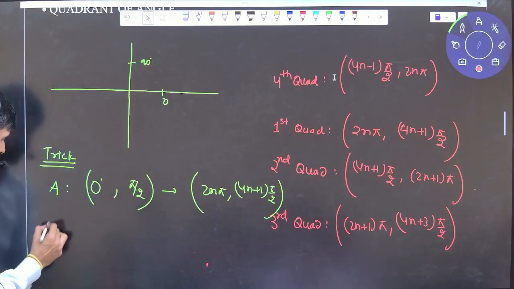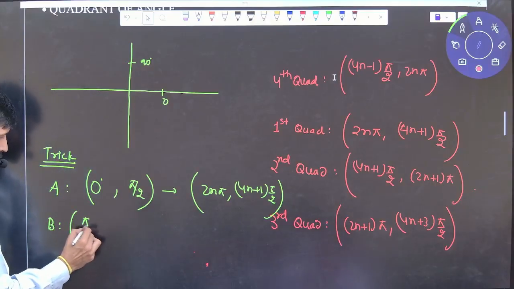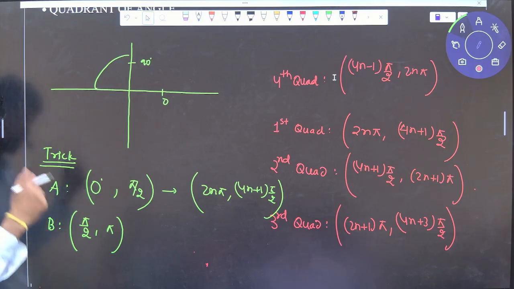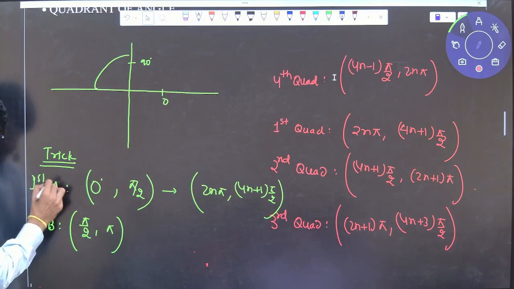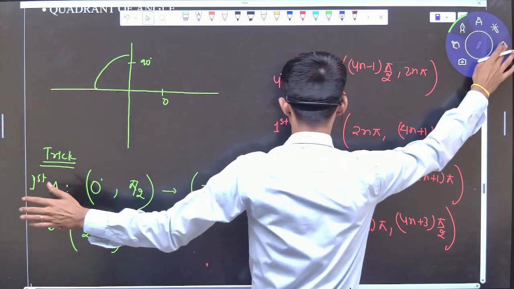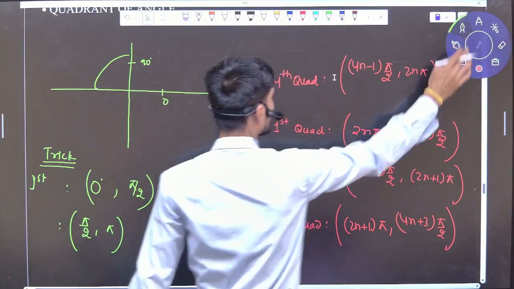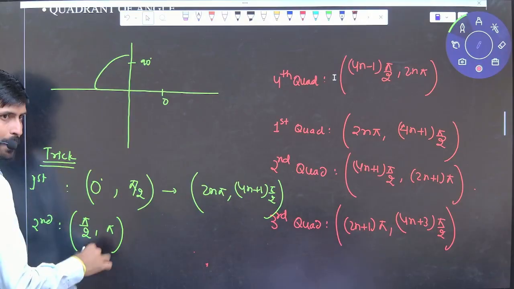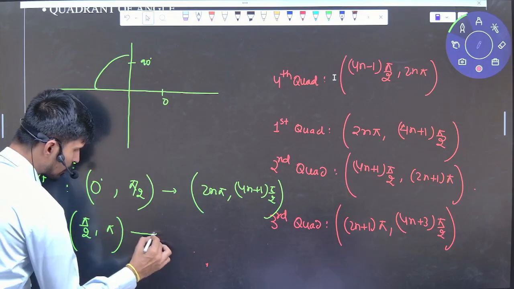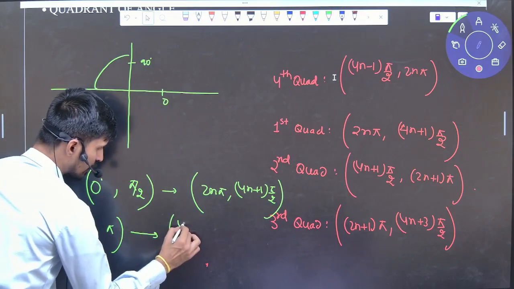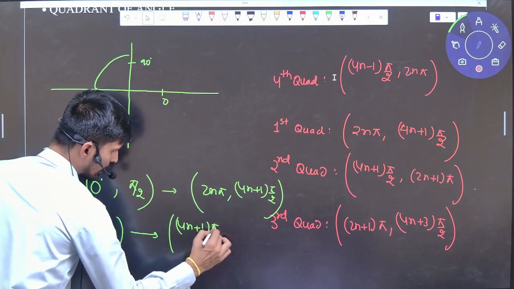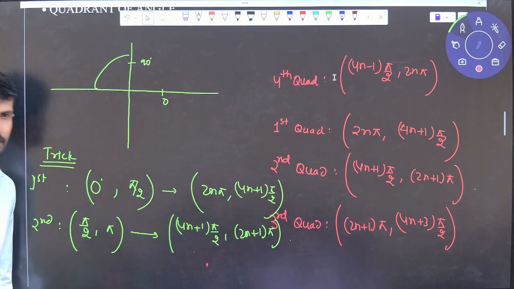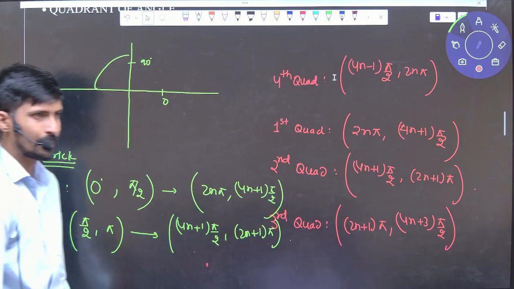Same you can do for the second quadrant. Pi by 2 to pi. This is first quadrant, this is our second quadrant. We have to write it in general form. Simply what we'll do, I will add 2n pi. So this will become 4n plus 1 pi by 2 to 2n plus 1 pi. Very simple thing. Okay. Write it down.